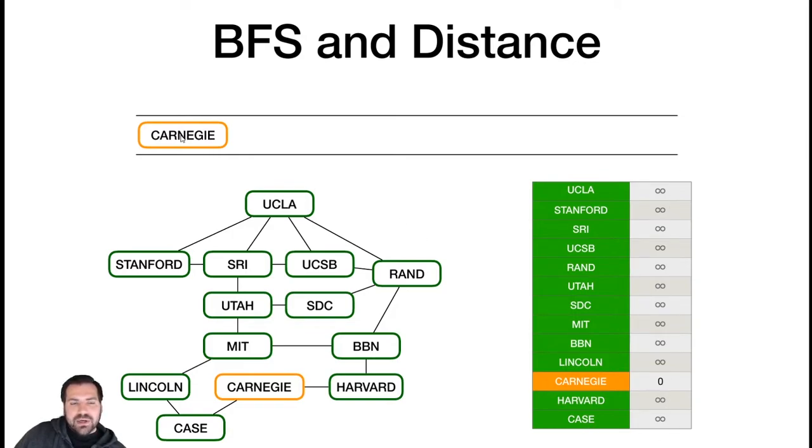So we add Carnegie to our queue, and now we're going to process Carnegie. While we're processing Carnegie, we find Case and Harvard. We're going to explore them and add them to the queue. That's stuff we did last time.